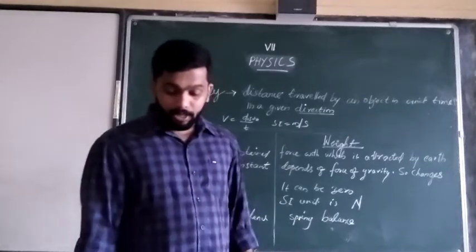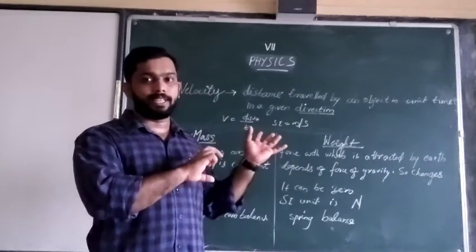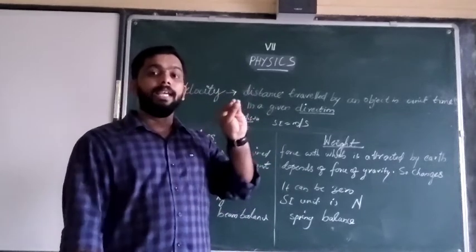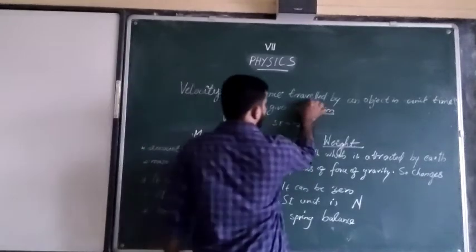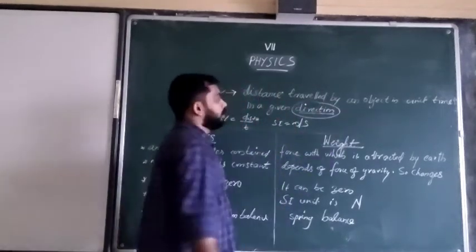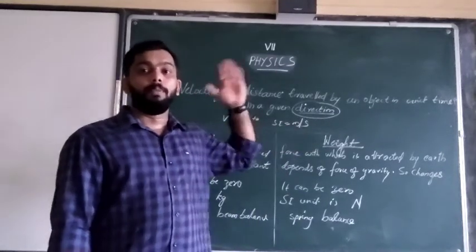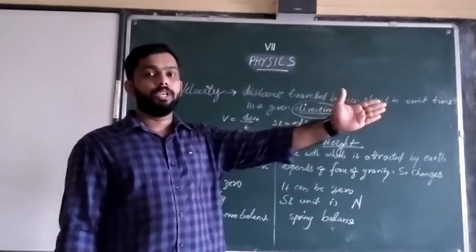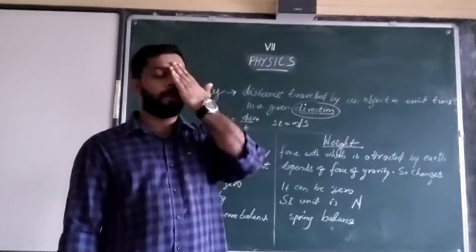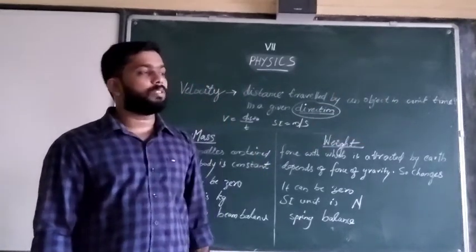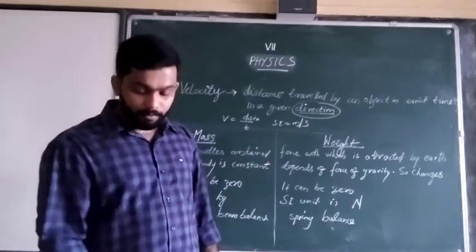Then the second one, equal distance in equal intervals of time. The body is traveling equal distances in equal intervals of time, but the direction is changing. Direction is very important. If the body is traveling towards east, it has to travel only towards east. If it turns towards south or north, then what will happen? If the direction changes, it will be considered non-uniform velocity.